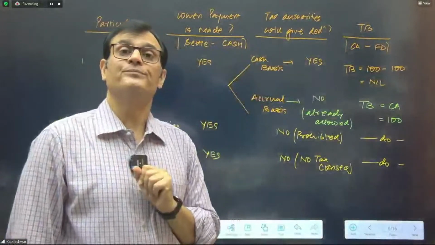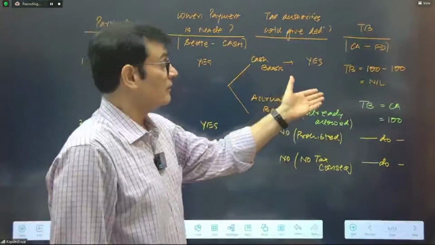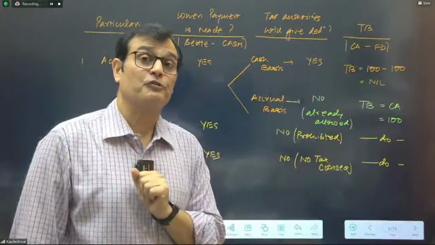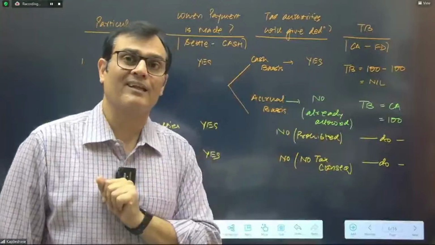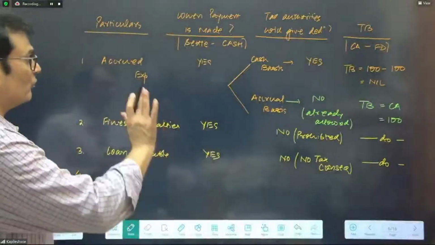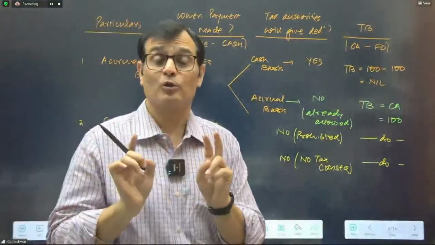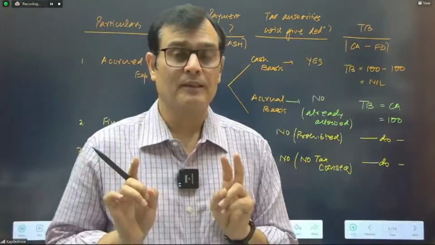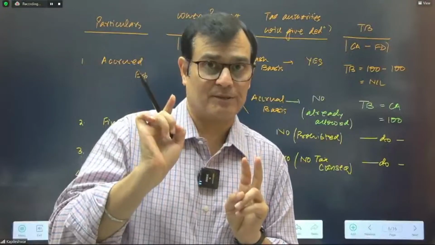Deduction will be allowed: carrying amount minus future deduction gives the tax base. Deductions will not be allowed for 3 reasons: already allowed, prohibited, not allowed, and no tax consequences. So the only liability left over is the one which is not going to be settled in cash, which is going to be settled by way of goods and service.